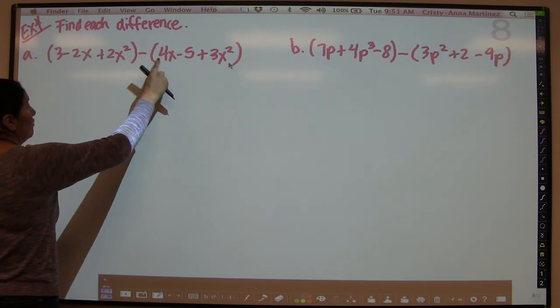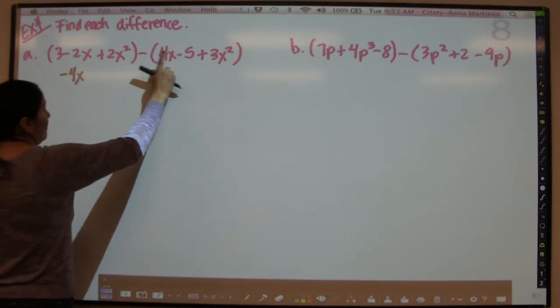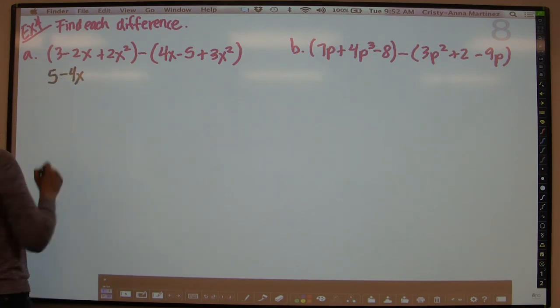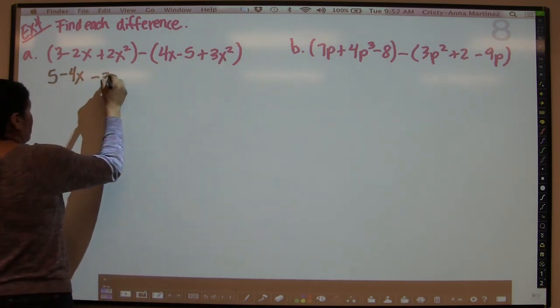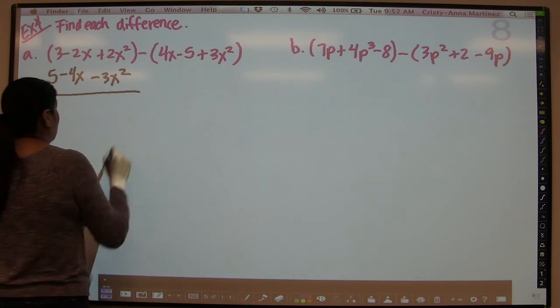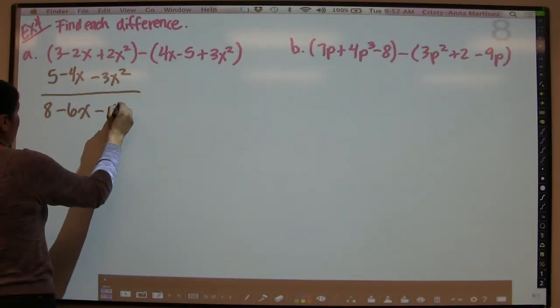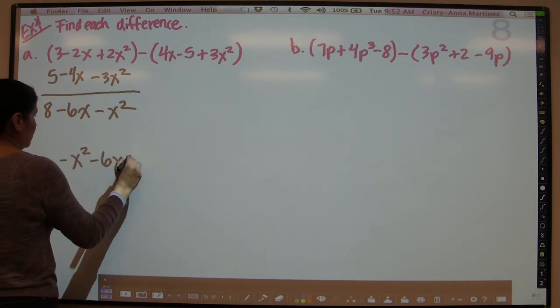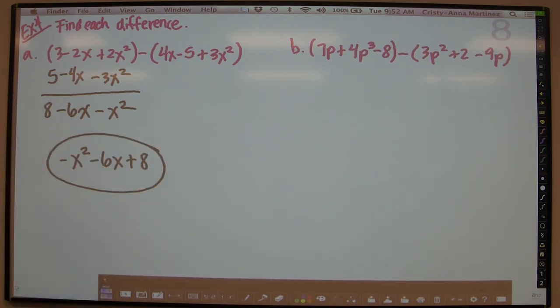4x. This is negative 4x. So we're going to put it underneath the negative 2x. Then we have negative and negative, so that's going to be a positive 5, and that's a constant term, so we're going to put it underneath the 3. And then we have negative 3x squared, and the negative 3x squared is going to be with the 2x squared, and we're going to add those together. So 3 and 5 is 8. Negative 2 and negative 4 is negative 6x. 2 minus 3 is negative x squared, and of course you want to put this in standard form, so the negative x squared should go first, minus 6x plus 8. Negative x squared minus 6x plus 8.